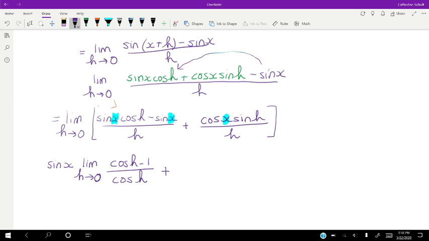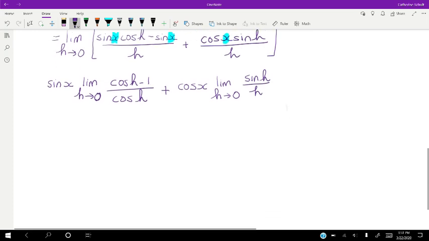And then here, again, I'm going to distribute the limit sign, and cosine x is behaving as a constant since it's not dependent on h. So I'm going to move it out, and then what is that? Sine of h over h. All right, there you go. So what can we do now?